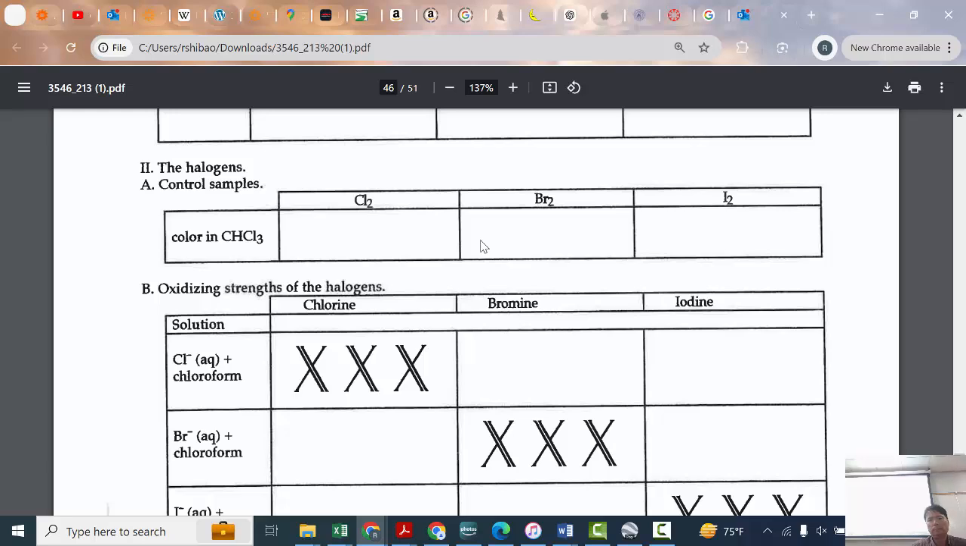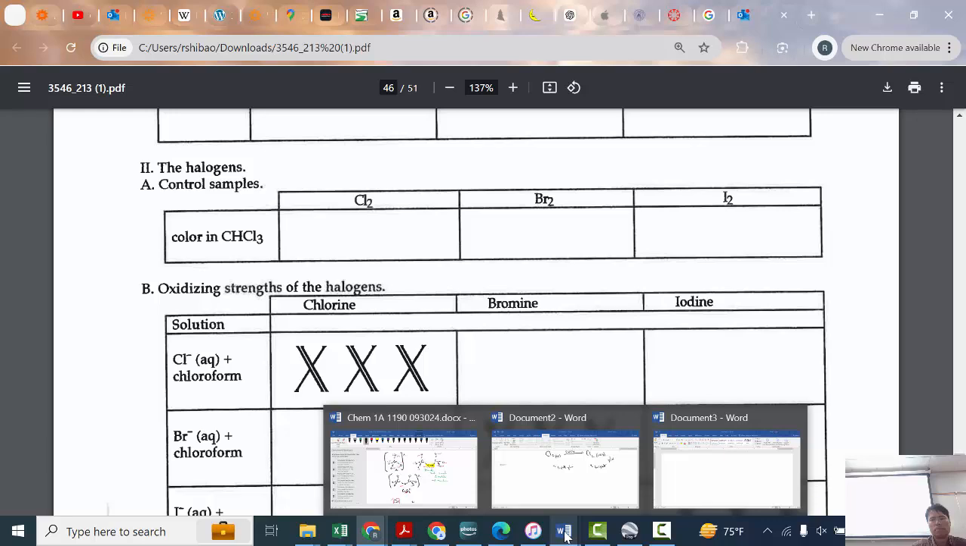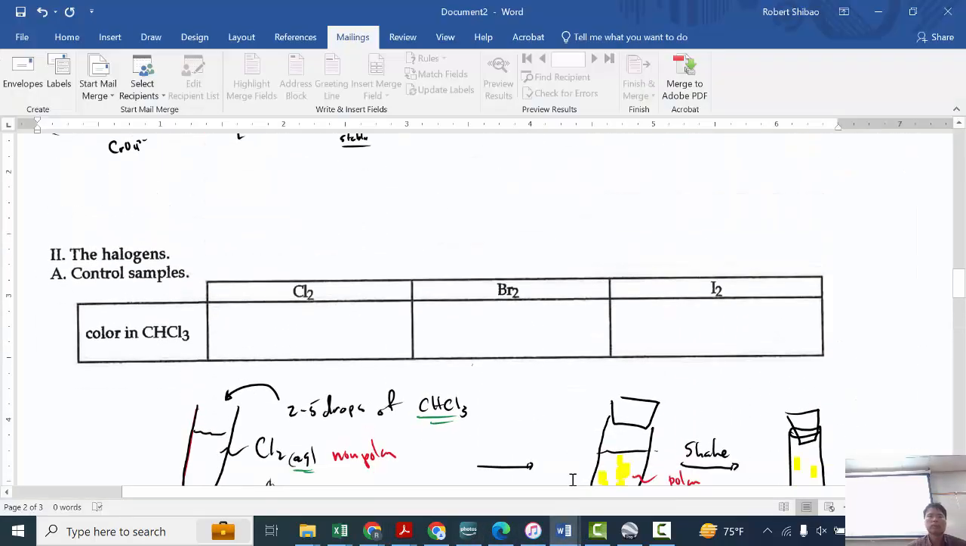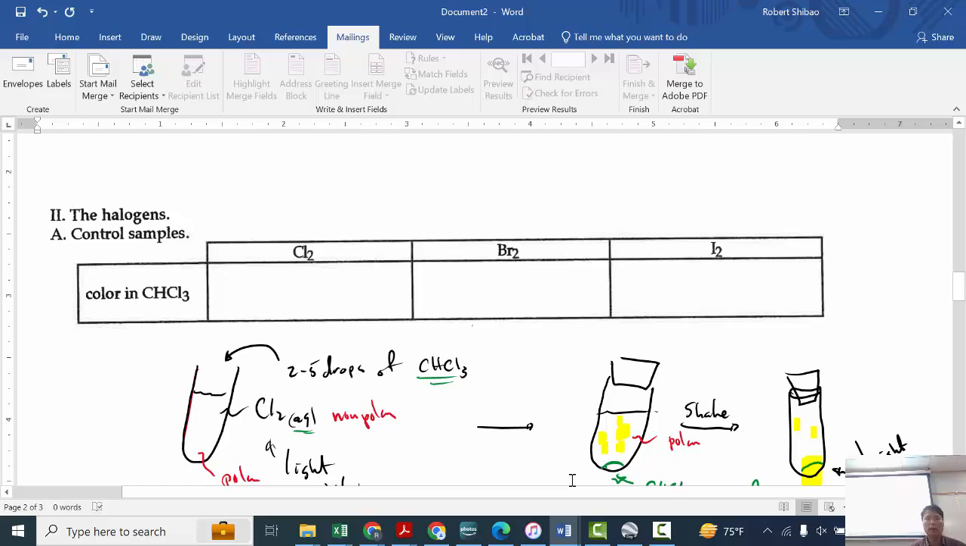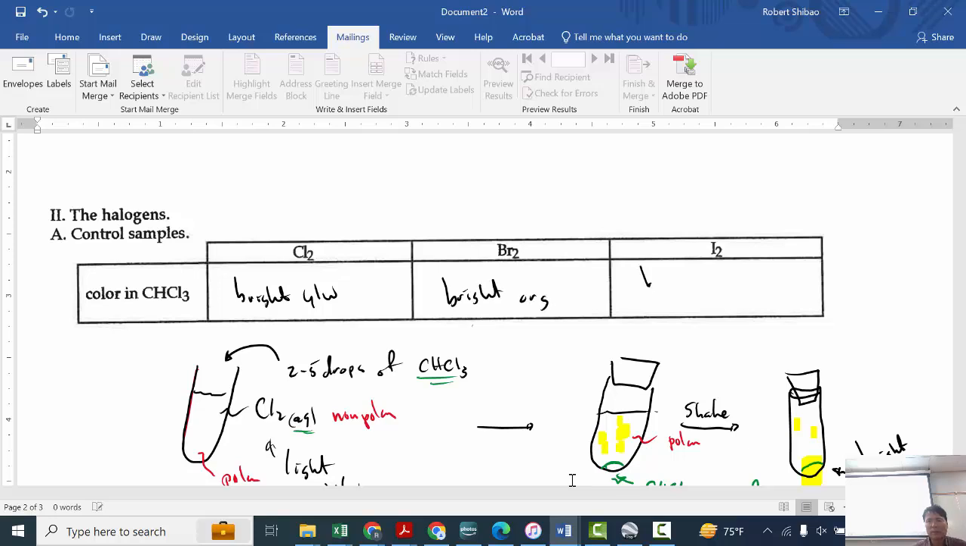So what we should get here is bright yellow, hopefully. Here, this is going to be bright orange, and this should be bright purple.